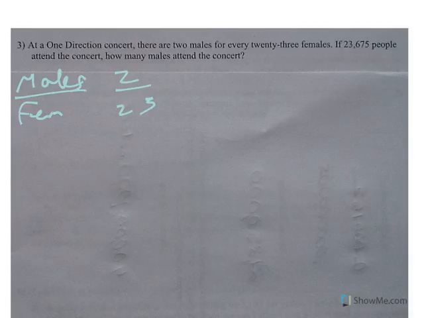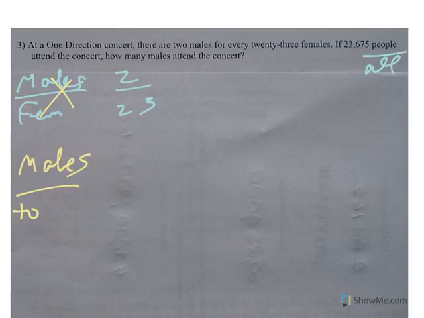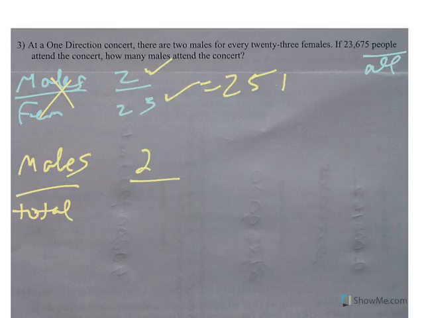Now I'm going, wait a minute. People is everybody. That doesn't work for what I have. So I need to think males to the total. Well, I have 2 males. Get rid of that. If 2 males gives me 23 females, that means I have 25 total. So my ratio would be 2 to 25, because now I'm going 2 to total and not just 2 to female. Right now we have a part to whole ratio.